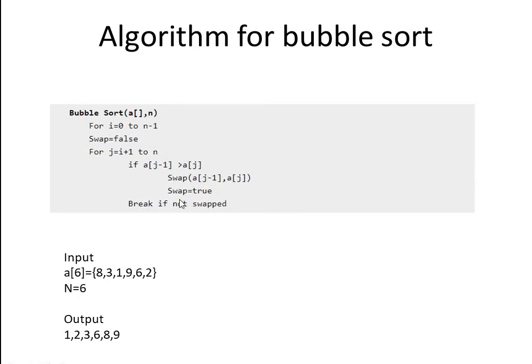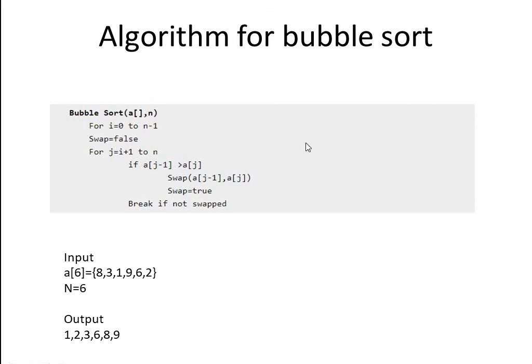After swapping, swap is set as true, to indicate that a swap has taken place. Otherwise, we break if it is not swapped, that is, if the first element is already smaller and the second element is greater, it need not be swapped. After that, the j value is incremented and it checks the same condition for the next two adjacent elements, and this continues.